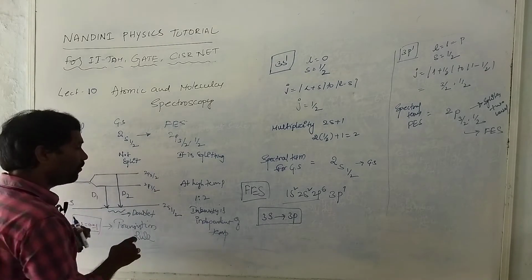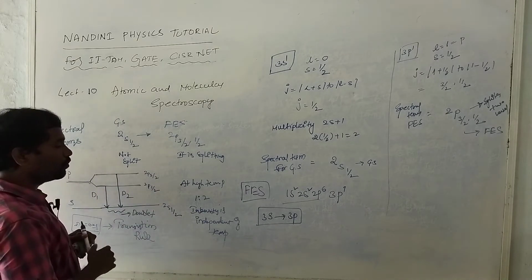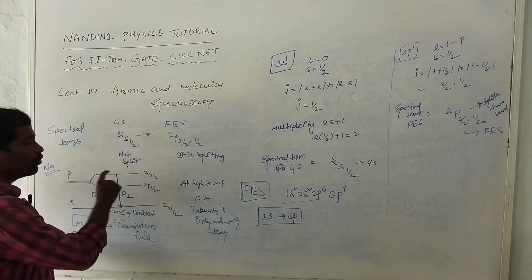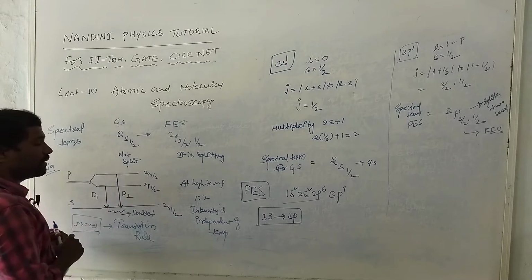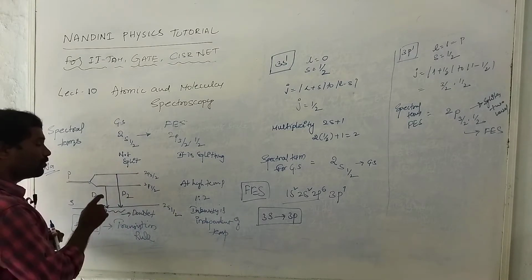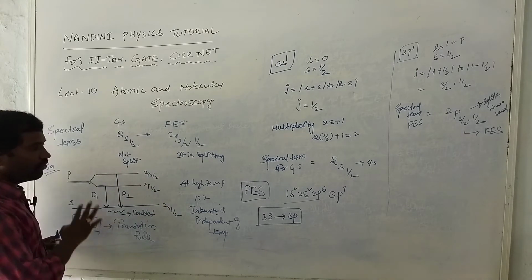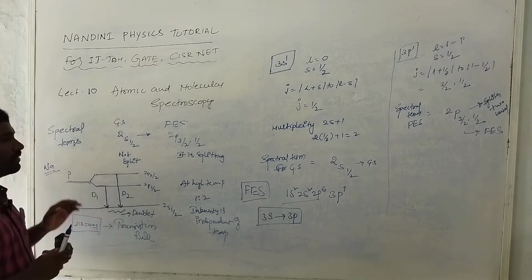So the intensity of the sodium spectrum is 1:2 because it has one ground state and two excited states, the splitting of the excited state. The excited state is a doublet state and the ground state is a singlet state. So the intensity of the S state is 1 and the doublet state is 2. So this is the intensity distribution of the sodium atom.